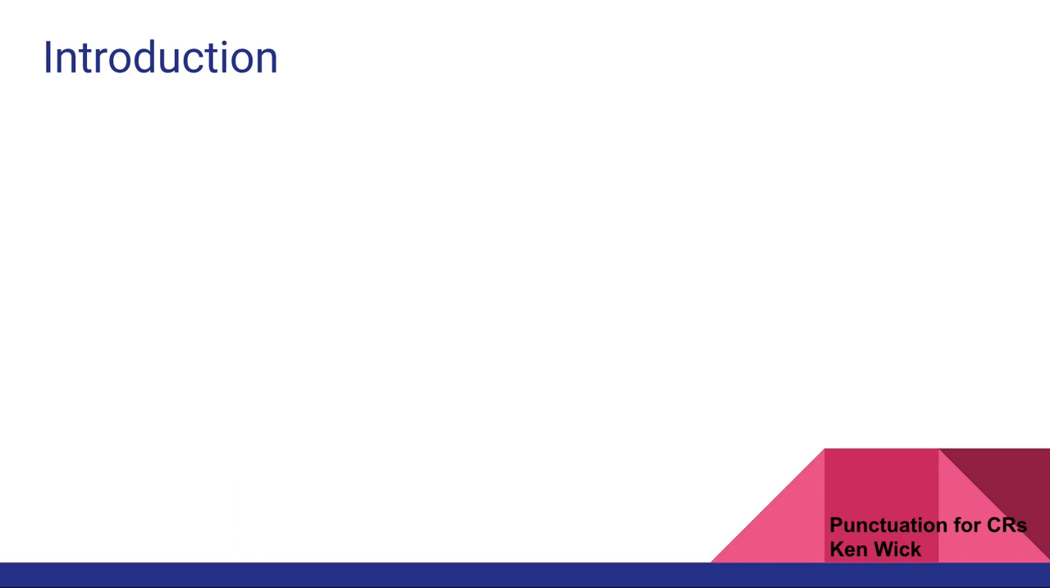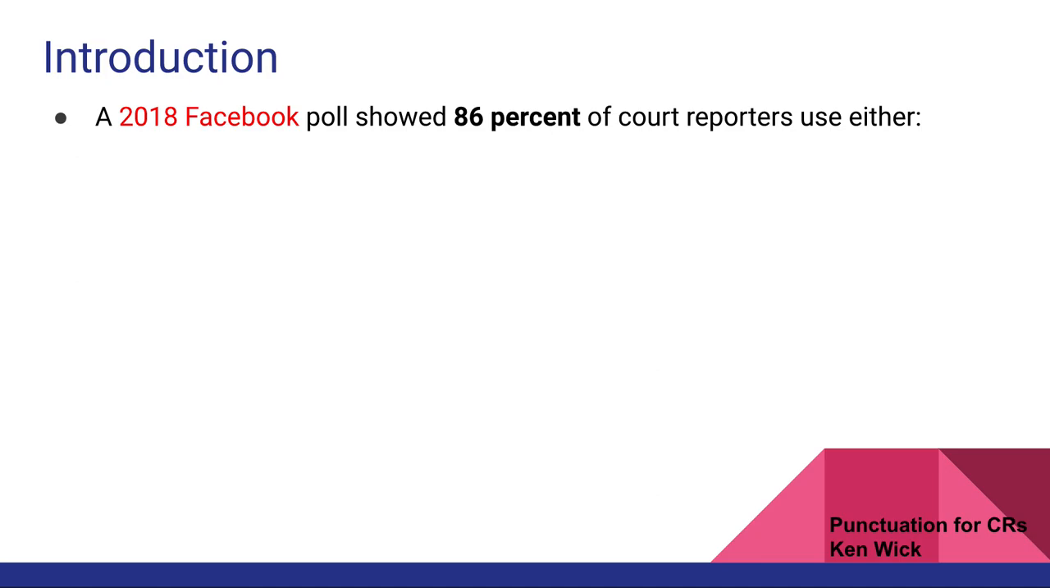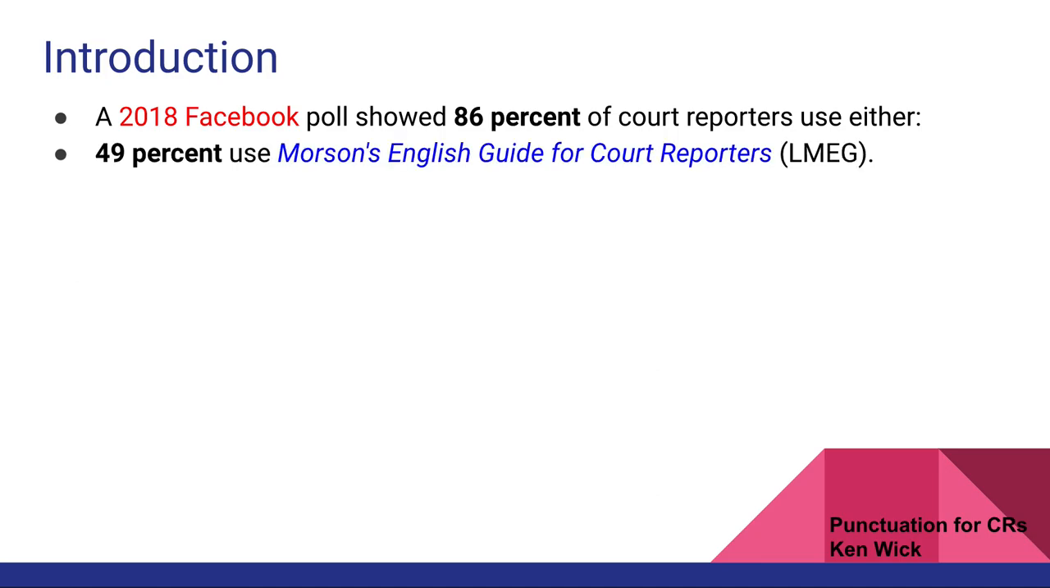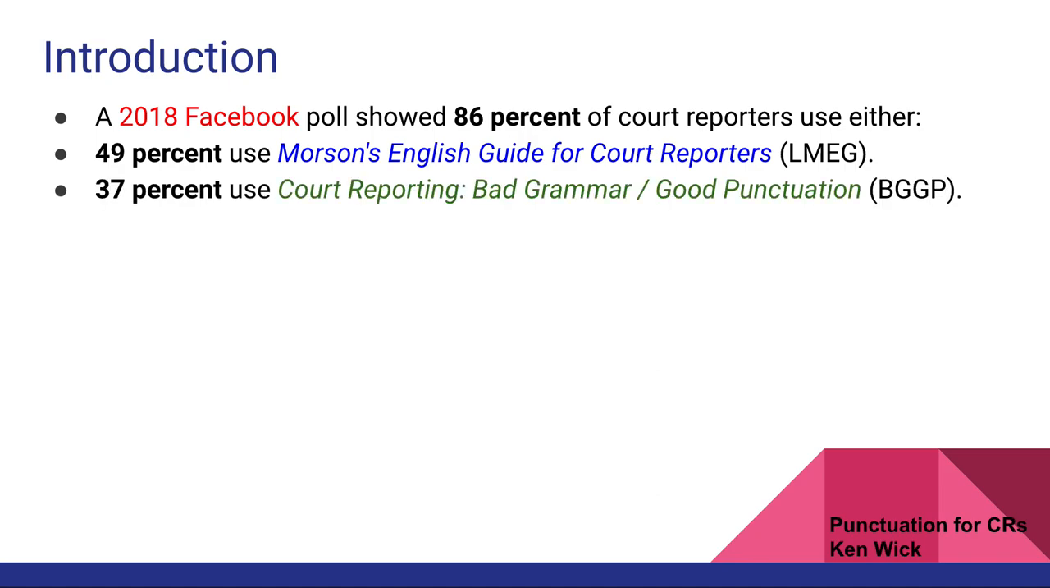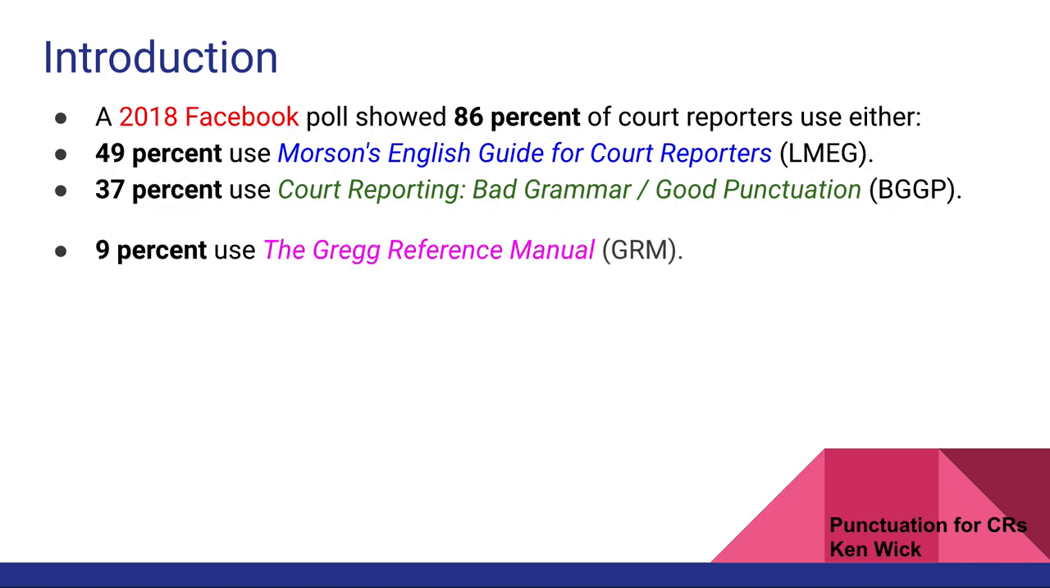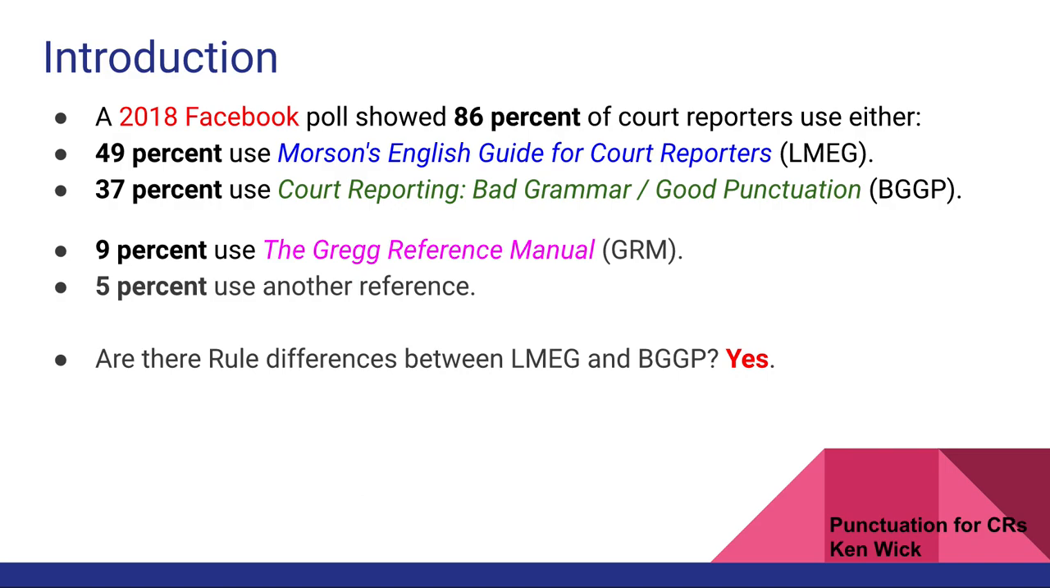So just as a quick introduction, 86% of court reporters use either Morson's English Guide for Court Reporters, LMEG, or Court Reporting, Bad Grammar Good Punctuation, the BGGP. And only a few people use the Gregg Reference Manual or another resource. So the question is, are there rule differences between LMEG and the BGGP?